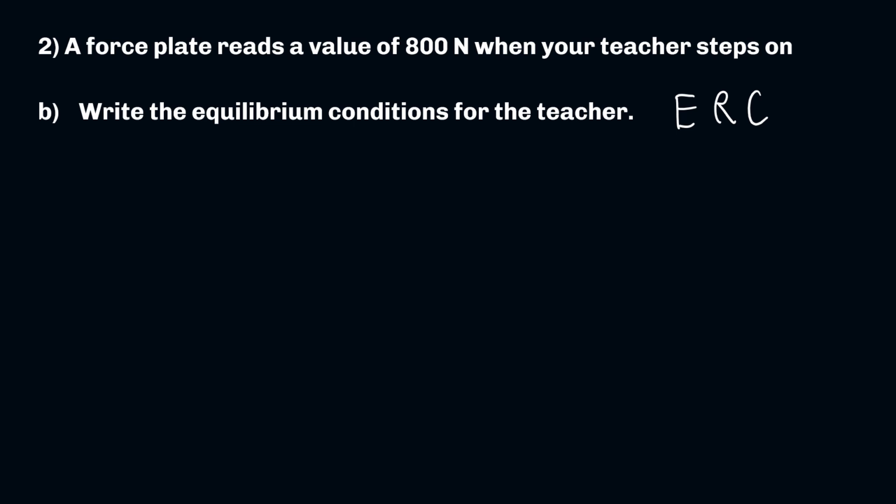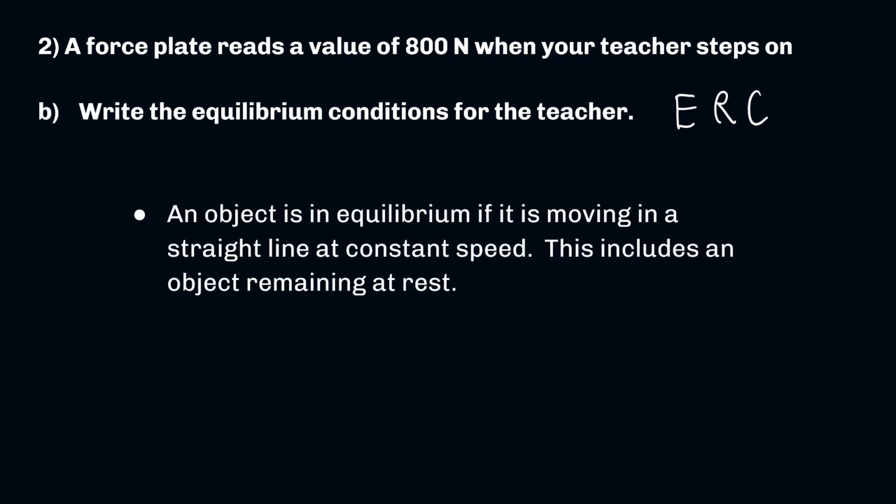If I have a teacher on the scale here, they're at rest. They're not moving back and forth. They're just standing there. So that's going to be my evidence. Again, there it is: an object is in equilibrium if it is moving in a straight line at constant speed. This includes an object remaining at rest. So this is our evidence here in our ERC.